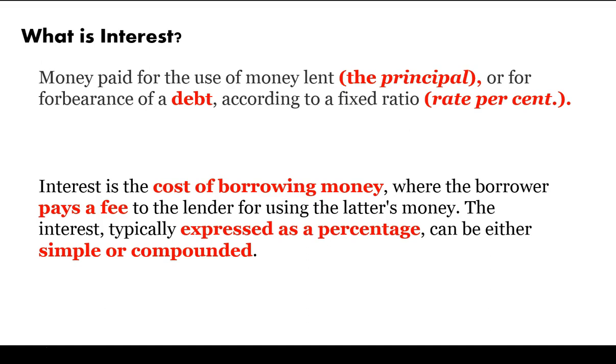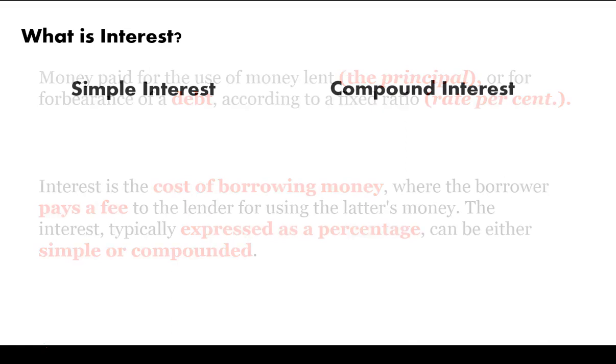So interest is the cost of borrowing money, where the borrower pays a fee to the lender for using the latter's money. The interest is typically expressed as a percentage. And that's why your interest rate is said as 4%, 7%. It can either be simple or compounded. So that's what I meant by the types of interest. There are two basic types, simple and compounded. So let's look more into what that is.